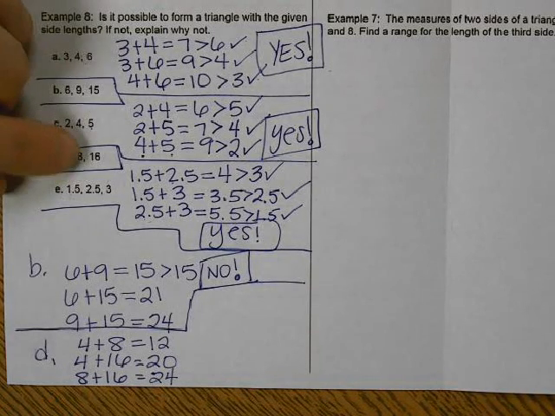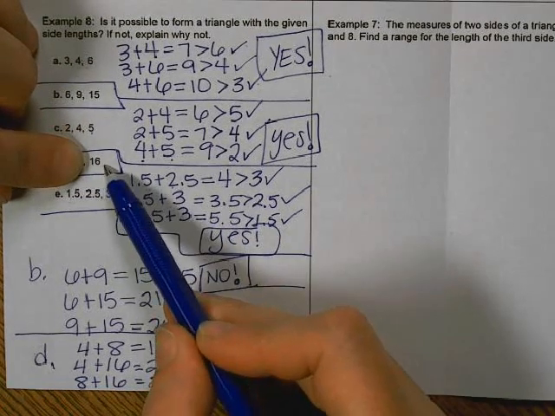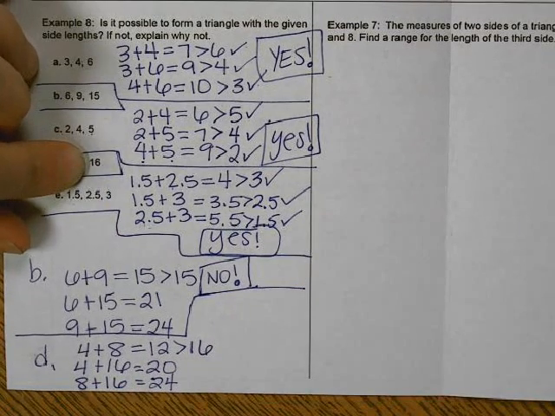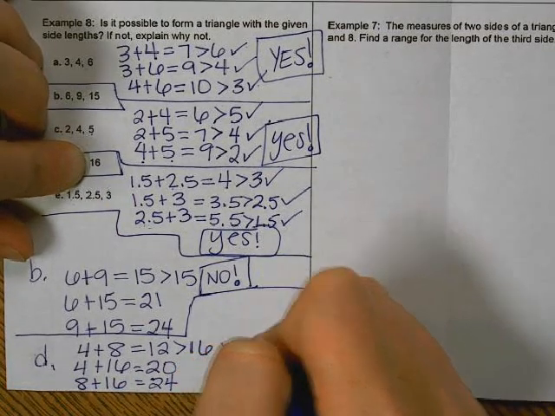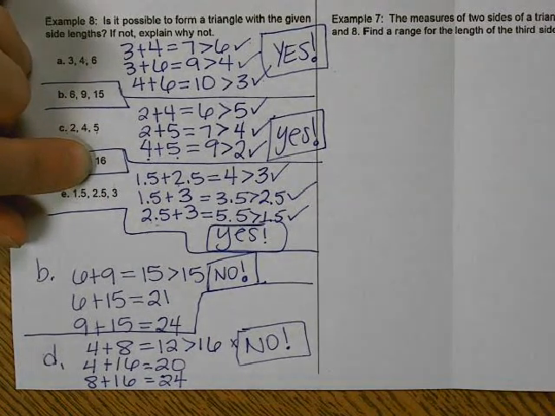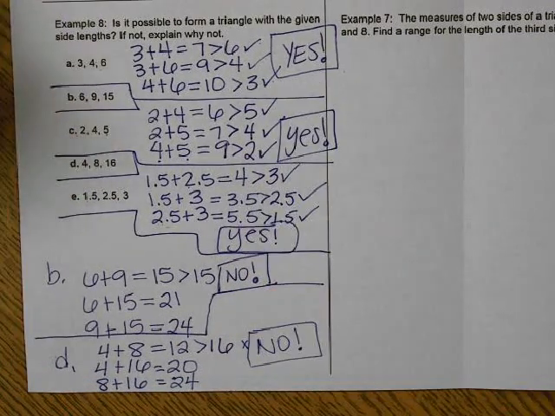So 4 plus 8 has to be bigger than 16, right? So cover up the 4 and the 8. There's 16 is my leftover number, right? Is 12 greater than 16? No. So this one is also no. I don't have to check any more of them because all 3 of them have to be a check mark to write yes. Okay?